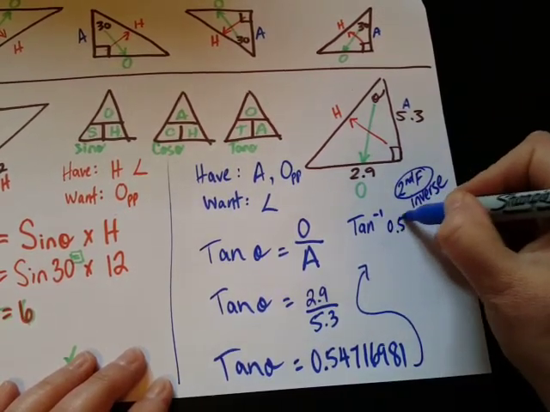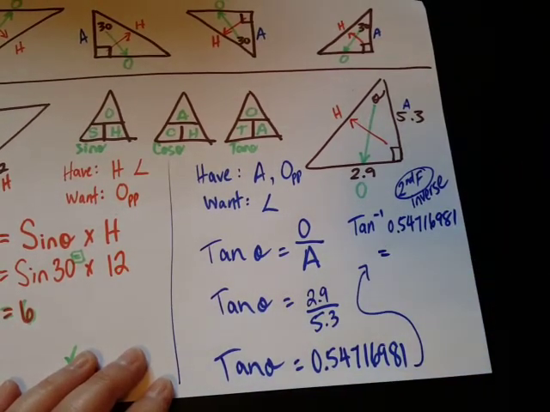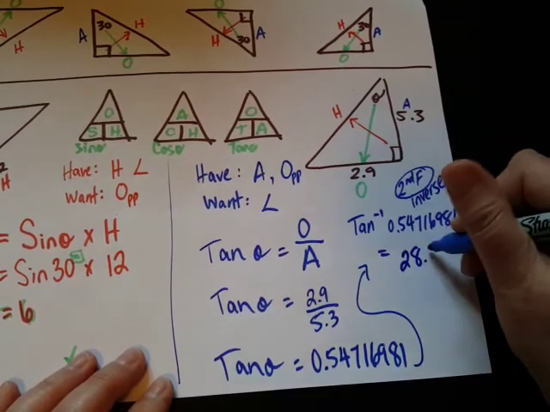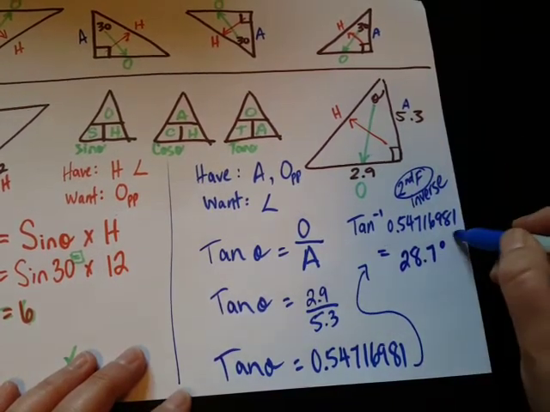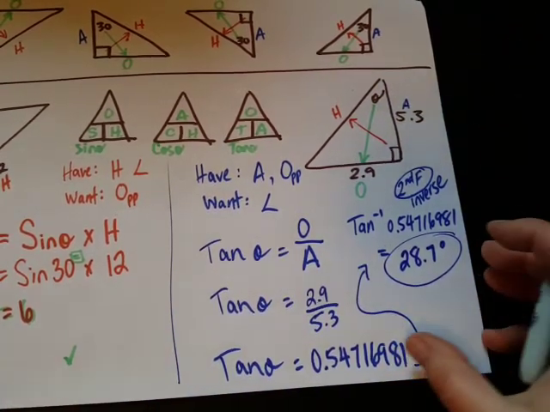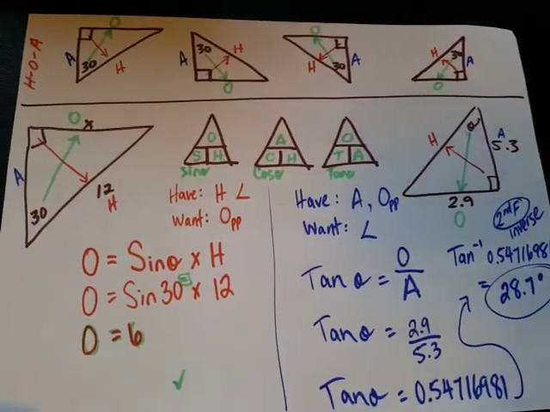of 0.5471691, then we get 28 point, let's call it 28.7. And 28.7 is a nice, good, healthy number, kind of a nice, thick number that would be suitable for this position here.